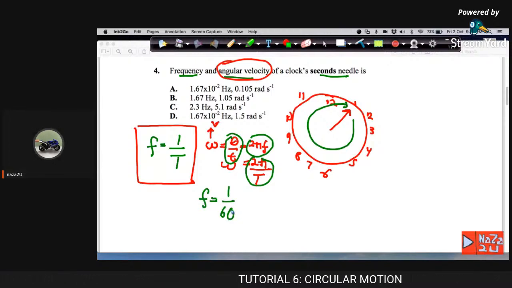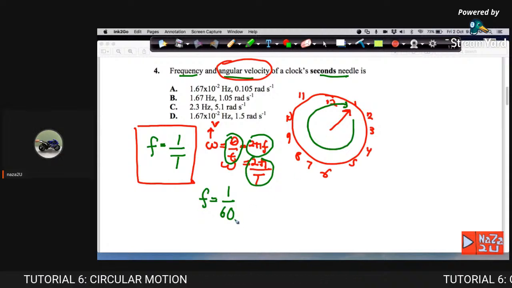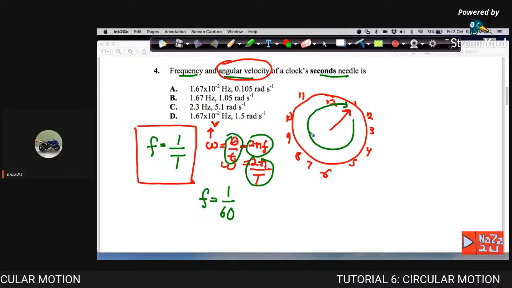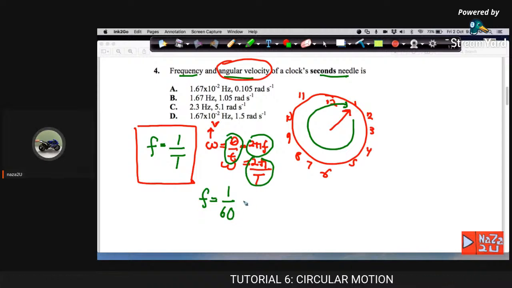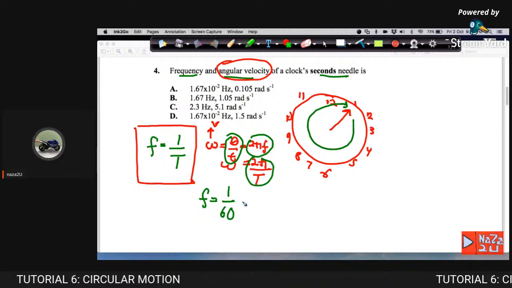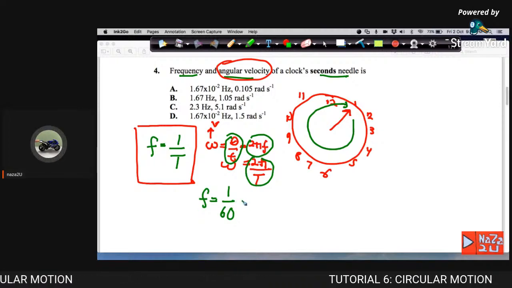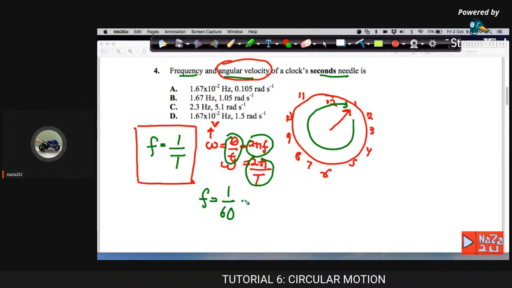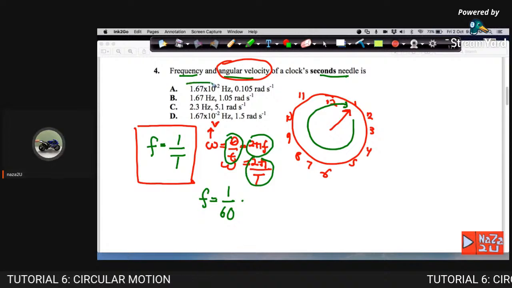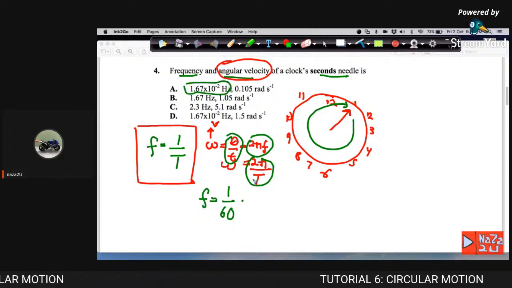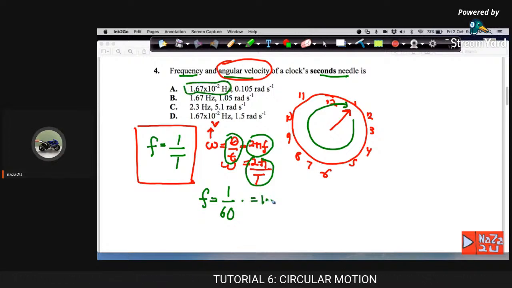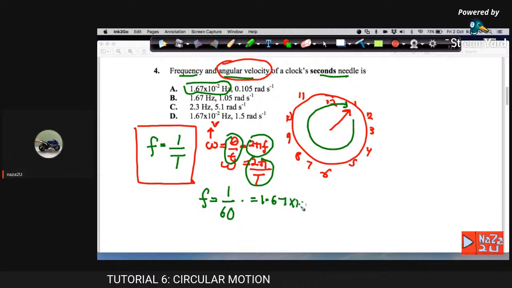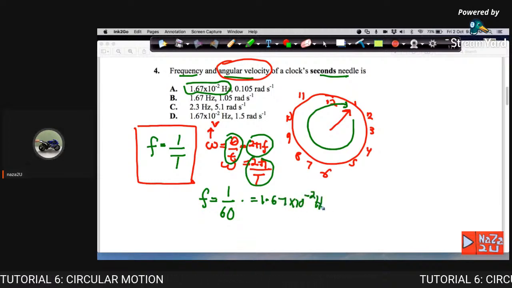The T here, one complete revolution, the needle shows 60 seconds, okay? One complete revolution is equal to 1 minute. So this is the frequency, right? 1 over 60 is equal to 1.67 exponent minus 2 hertz.